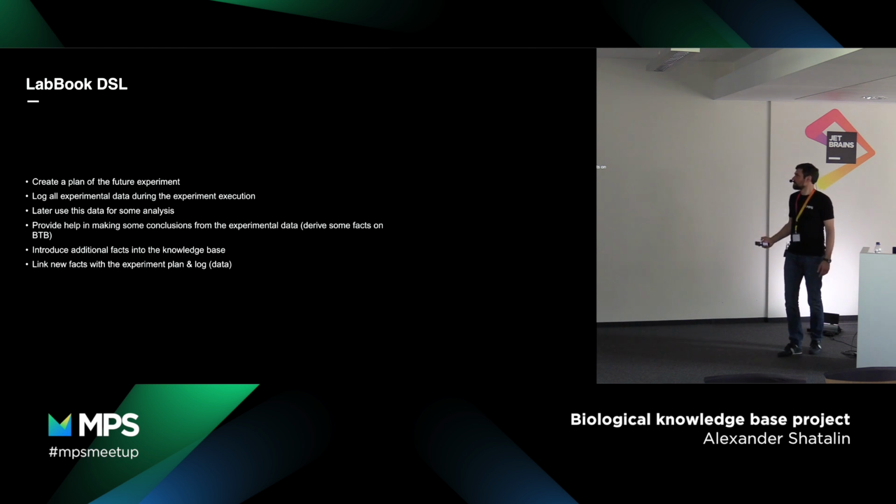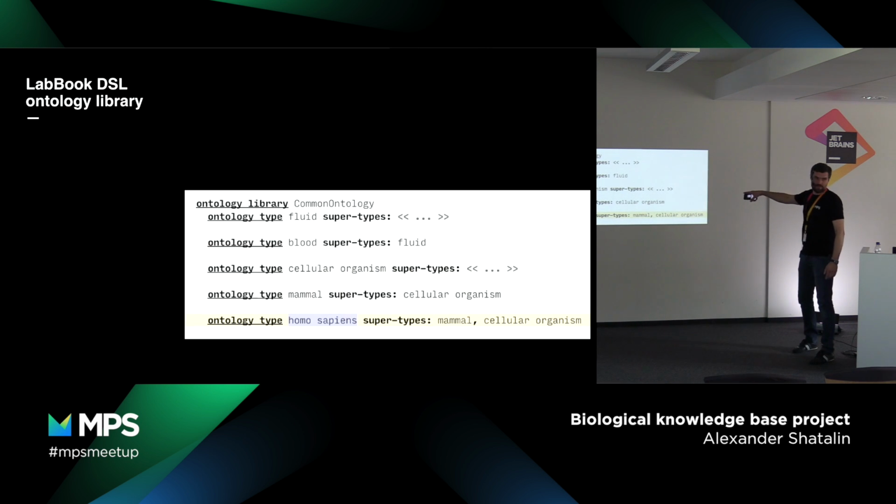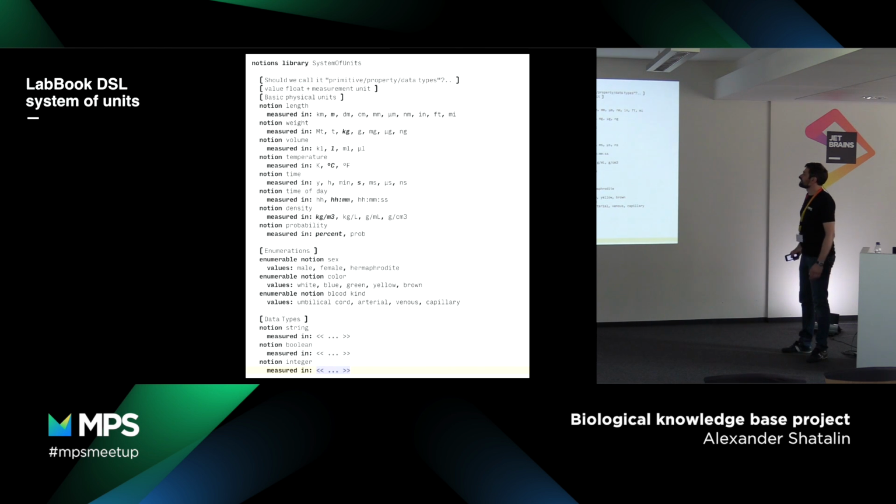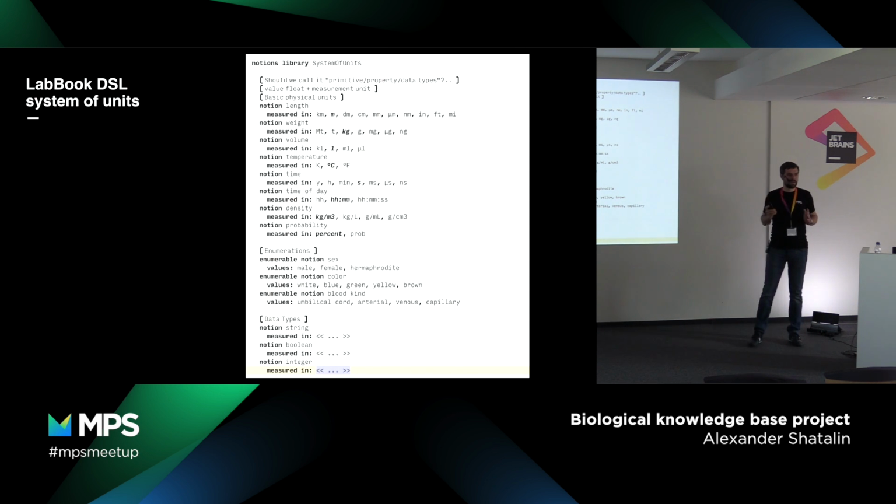In the area of labbook DSL, I'm going to show you some screenshots again. The first screenshot is about the ontology library. This is the DSL describing biology ontology. I'm not going to say anything more about that. It's very simple. The next screen is about describing the system of units, notions, or measurement units. This is quite close to the embedded physical units prototype, and we actually think about using that prototype, that extension from the embedder. We prototyped our own DSL, but this is just for simplicity and for the time being.